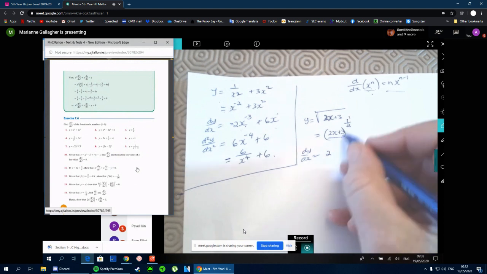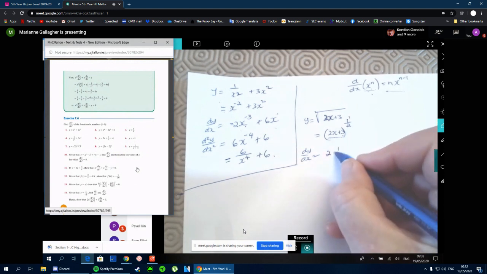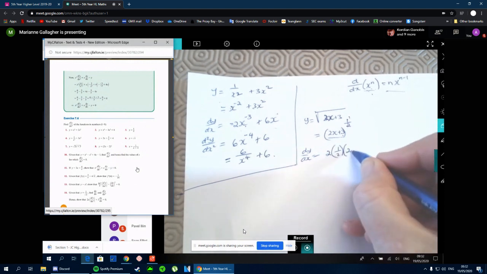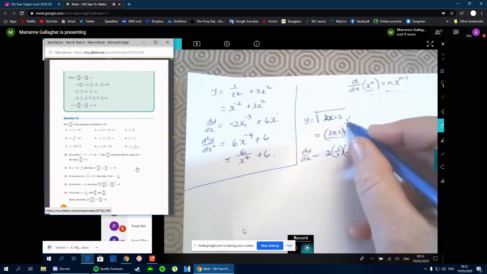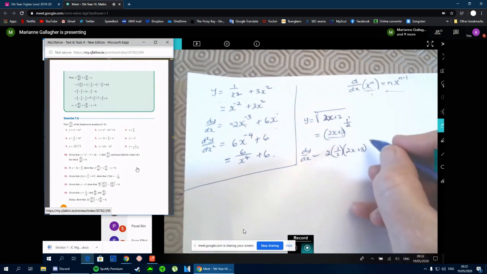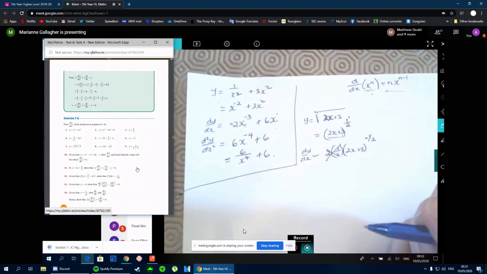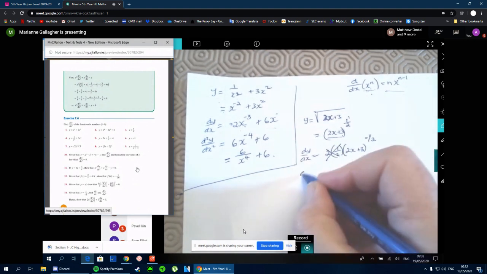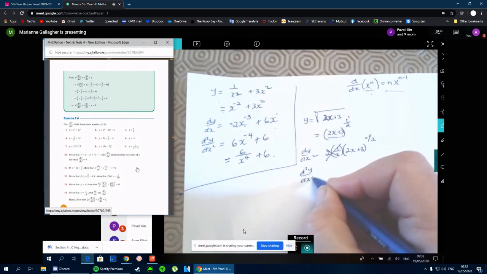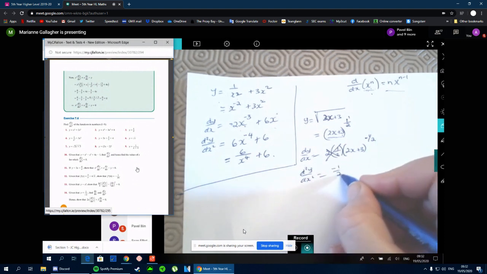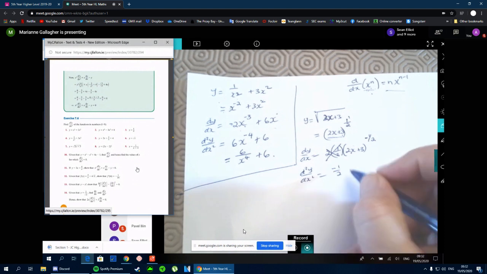Then for the power of a half, you bring down the power, so that's times a half. Keep what's in the brackets and reduce the power by 1. So a half minus 1 is minus a half. 2 times a half is 1, so they cancel. Doing it again, bring down your power, you've got minus a half times the derivative of this is times 2.